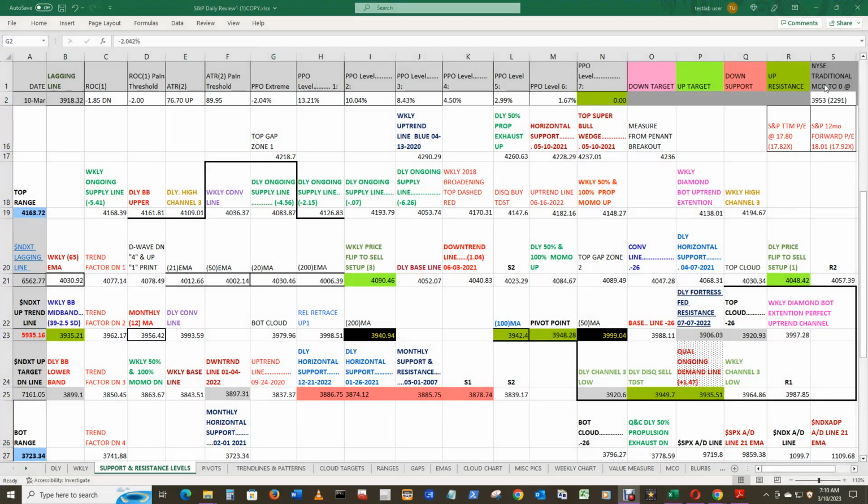And the NYSE traditional McClellan breadth oscillator to get back to zero would require 3,953 advancers over decliners. And that's more than everything in the NYSE, all instruments in the NYSE.